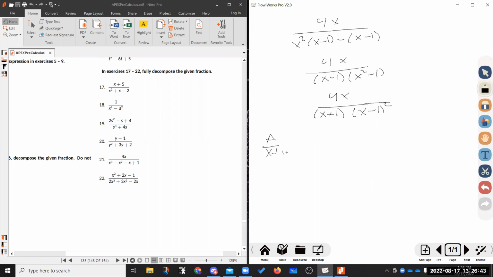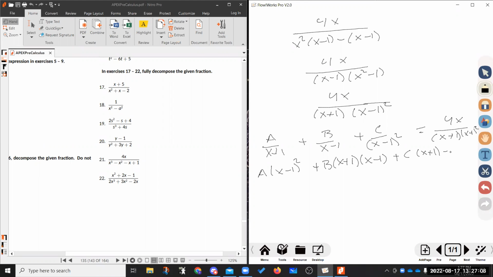So that's going to give me a over x plus 1 plus b over x minus 1 plus c over x minus 1 quantity squared, equal to 4x over x plus 1 times x minus 1 squared. Clearing denominators: a times x minus 1 squared plus b times x plus 1 times x minus 1 plus c times x plus 1 is equal to 4x. I'm going to try to use x equals 1 and x equals negative 1, but it's not going to give me a complete solution here. It is going to give me a system of equations that I'm going to be able to work with.